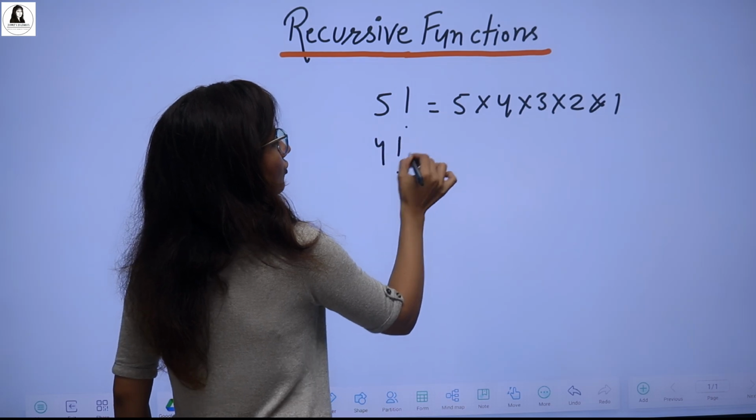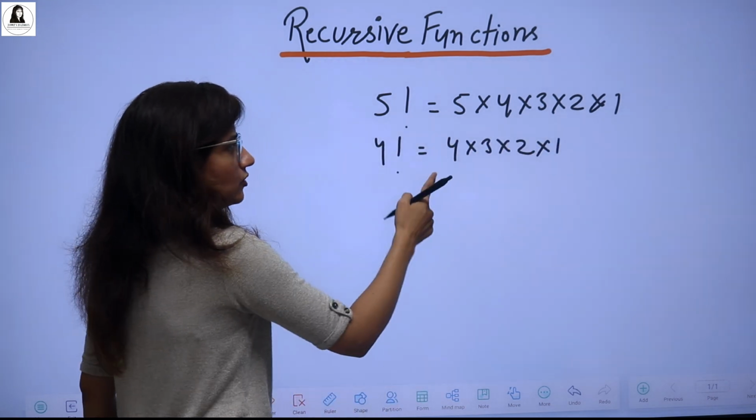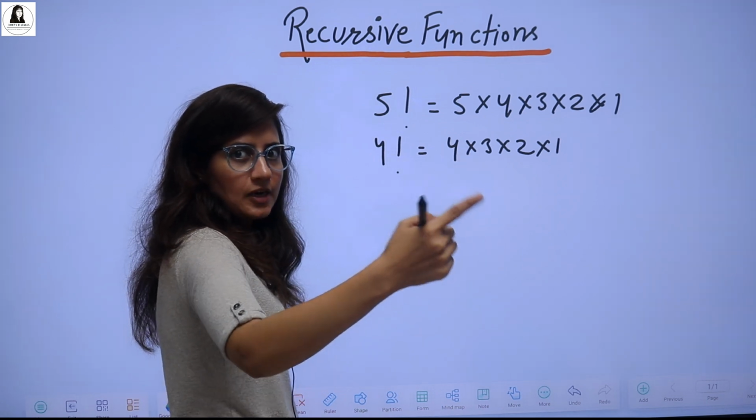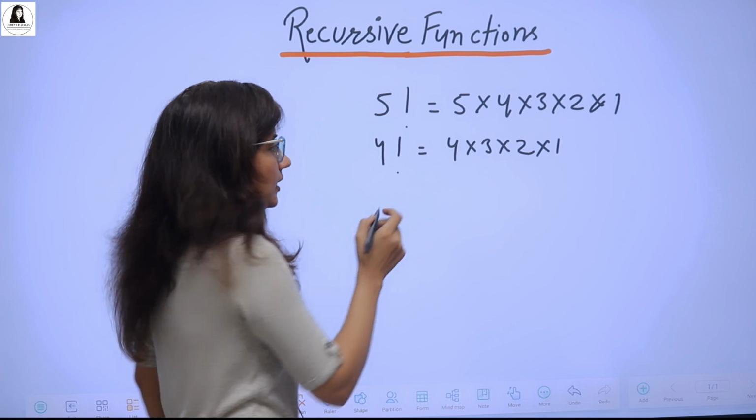Right? If I write 4 factorial, what will you write? 4 into 3 into 2 into 1. 3 factorial, 3 into 2 into 1. Like this, multiply the number till you get 1. This is how we are going to get factorial of a number, right?